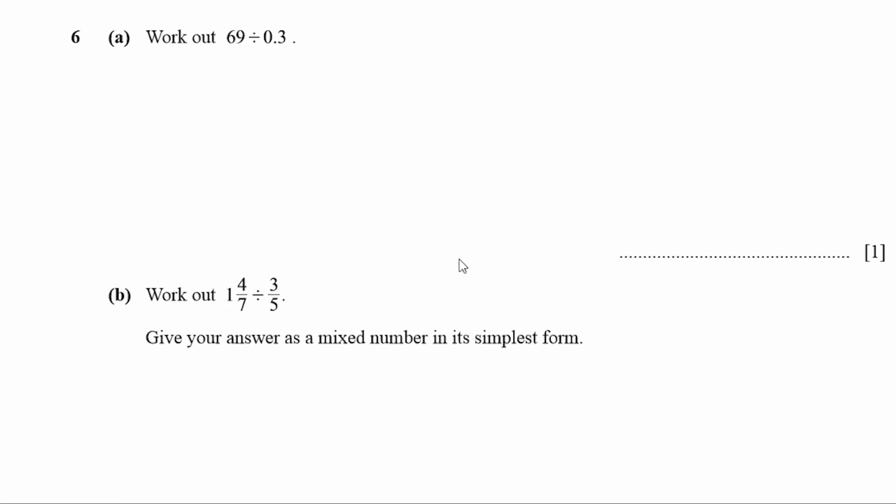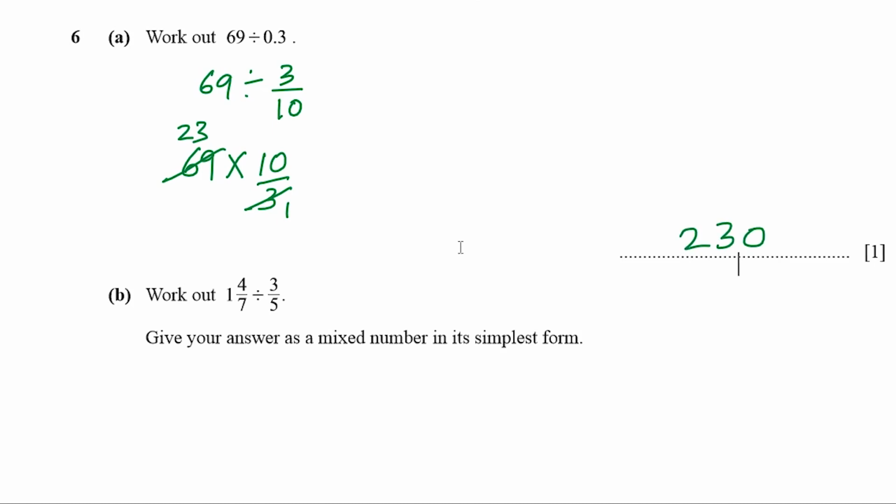Question number 6, 69 divided by 0.3. So 69 divided by, when converted 0.3 as a common fraction, it will become 3 over 10. When we change the sign of division into multiplication, we take the reciprocal of the fraction after it. So 3 over 10 will become 10 over 3. Dividing 69 by 3, 3 2s are 6, 3 3s are 9. 23 times 10 is 230. 230 will be the answer for part A.